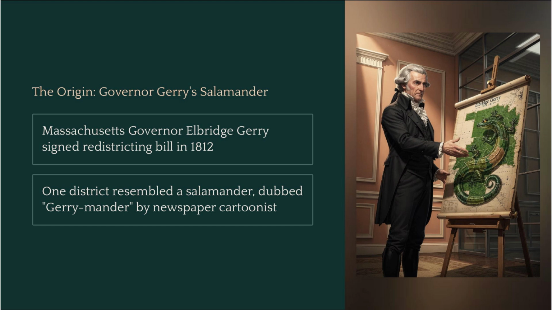A newspaper cartoonist looked at this shape, curved around the Boston area, and added wings, claws, and a head. He said it looked like a salamander. Combining the governor's name with the animal, he dubbed it the Gerrymander. The name stuck. For over 2 centuries, that cartoon monster has been the mascot of political manipulation. Governor Gerry lost his job eventually, but he left behind a legacy that politicians from both parties have perfected ever since.